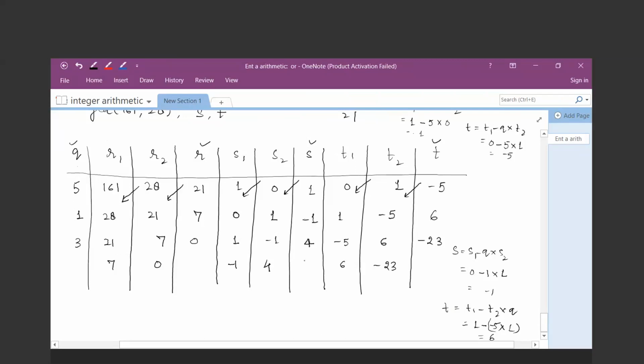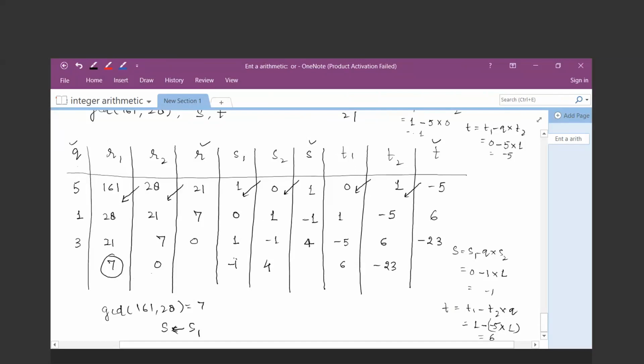Now the condition is terminated because R2 is 0. R2 is not greater than 0, that's why the condition is terminated. So the GCD of the two values, 161 and 28, will be the value of R1. What is the value of R1? That is 7. And S will be the value of S1. What is the value of S1 now? That is minus 1.